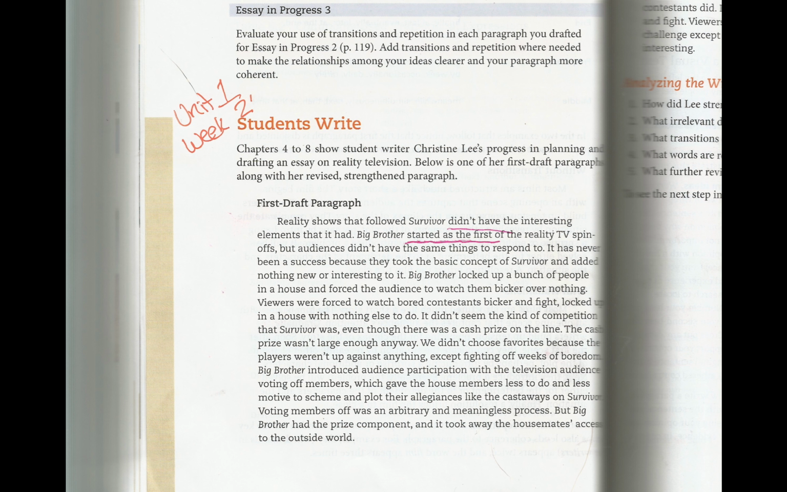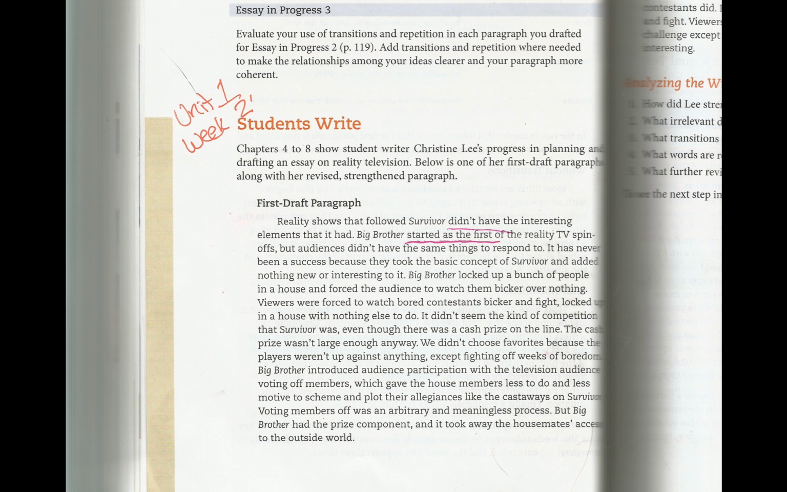So ideally, she should have some details that compare one to the other. But that's not what happens. Instead, what she has is a list of facts about Big Brother. Locked up a bunch of people in a house, forced the audience to watch them bickering, the contestants were bored, they fought all the time. She repeats herself a lot. She says bicker and fight over and over again. She says locked up in a house more than one time. So it's just a list of things that happened on Big Brother.